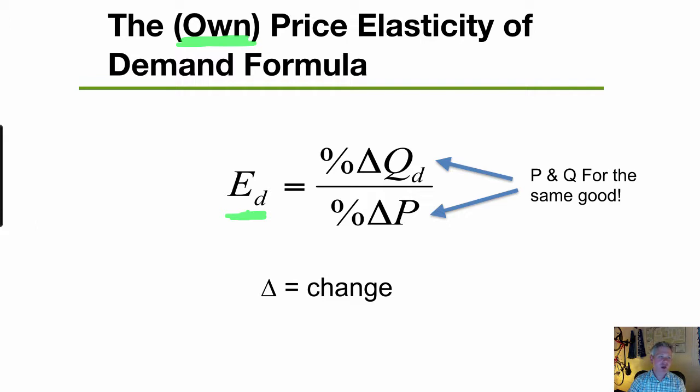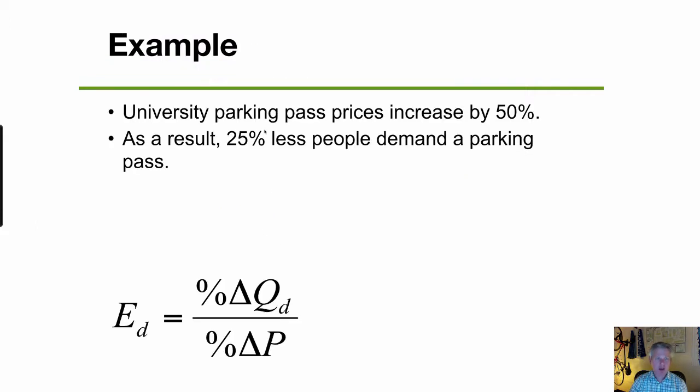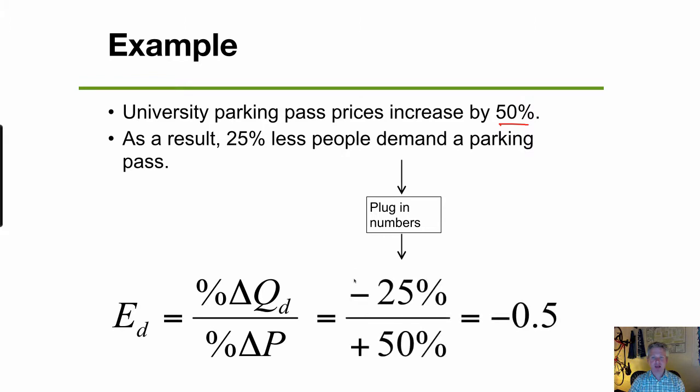So let's do a quick example here, all right? The university parking pass prices increase by 50%, all right? As a result, 25% less people demand a parking pass. So prices go up by 50%, the quantity demanded falls by 25%. Let's use that and plug it into our formula here, all right? So let's plug that in. So here, what is the percent change in the quantity demanded?